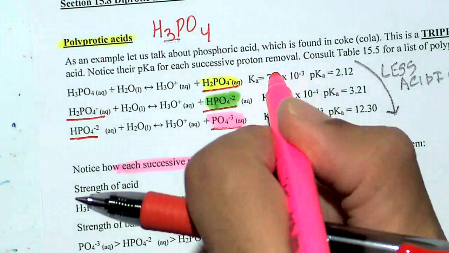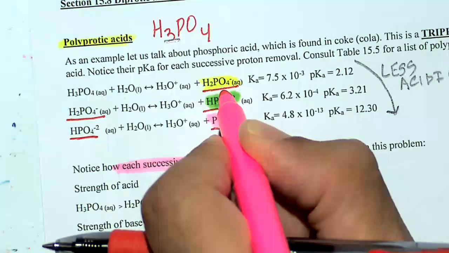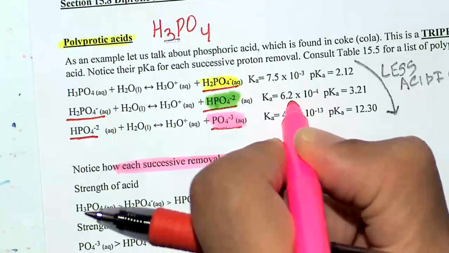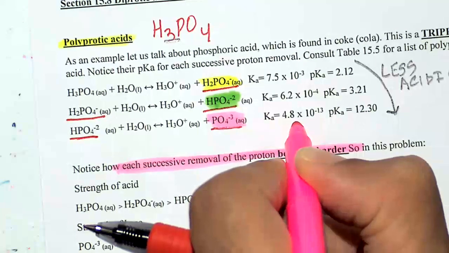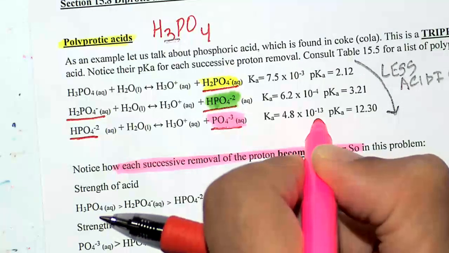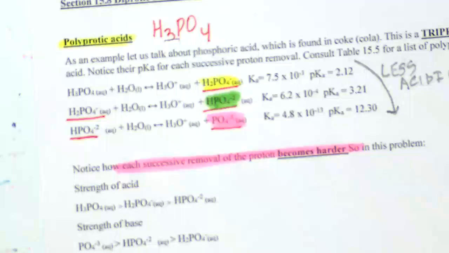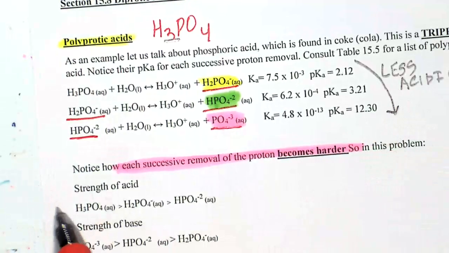For polyprotic acids, you see that here, 7.5 times 10 to the minus 3 for the first acid, to give you H2PO4 minus, dihydrogen phosphate. But look at that, the second one comes off at 6.2 times 10 to the minus 4, pKa 3.21. And then the third and final proton comes off at 4.8 times 10 to the minus 13. That's super, super, super small. So the first proton is acidic, the second proton is not so acidic, the third proton is not acidic at all. So that's the trend for polyprotic acids. First proton is acidic, subsequent protons less and less acidic.